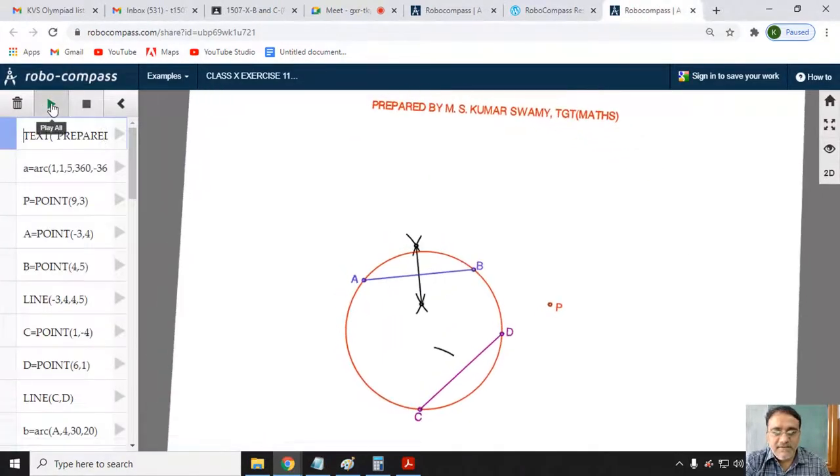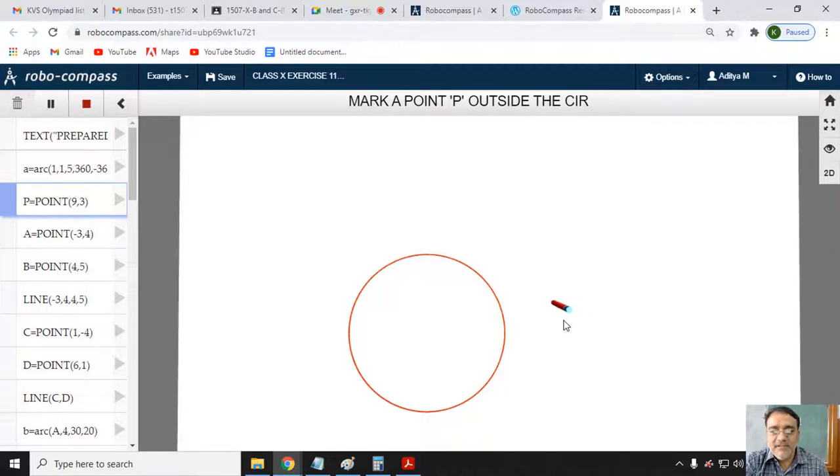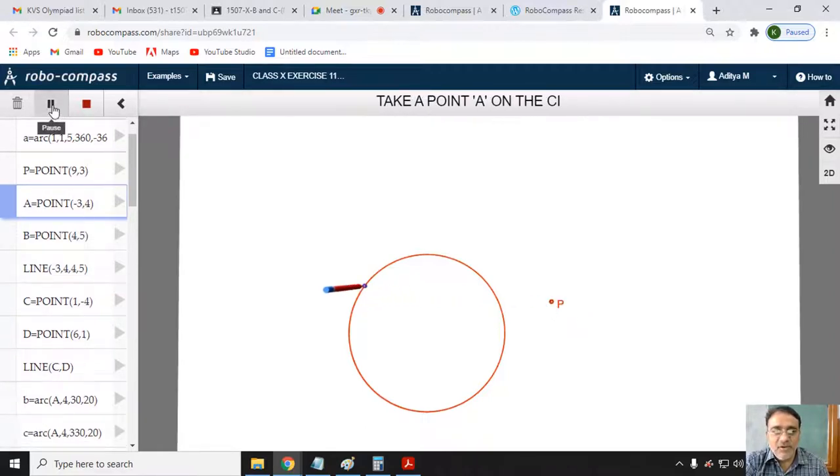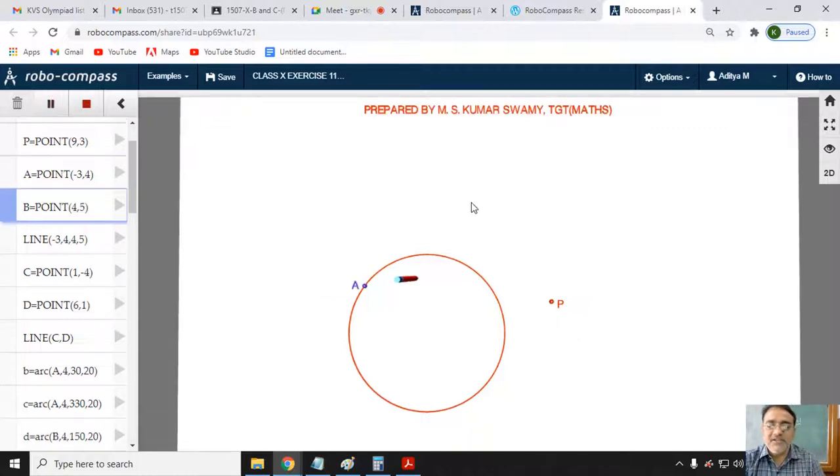So we are drawing a rough circle, without center. We take one point P outside the circle. Now we have to draw two tangents from P. So first we will find the center. For the center, we draw two chords and then draw their perpendicular bisectors. Okay, so let us start.